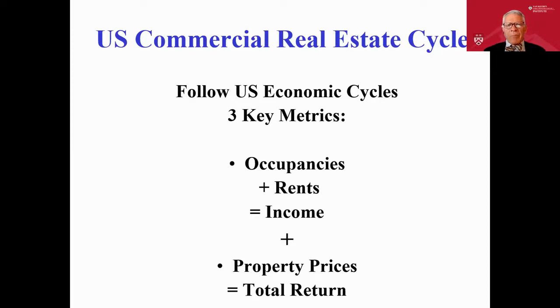Okay, so U.S. commercial real estate cycles. I believe real estate follows the economy, and the three key metrics to look at are occupancy levels, which is just the inverse of vacancy. So more people rent space, occupancy goes up. And when occupancies move, rents move up. If I get an increase in occupancy and an increase in rent, the income on my property goes up, and that's half of my total return equation. The other half is property prices, which give us total return, and I'll talk about that second. That's the financial cycle in real estate. So next slide.